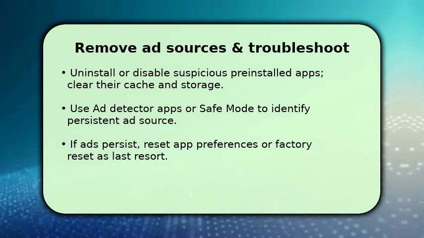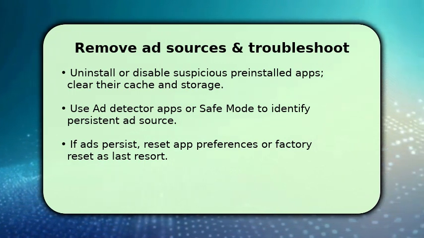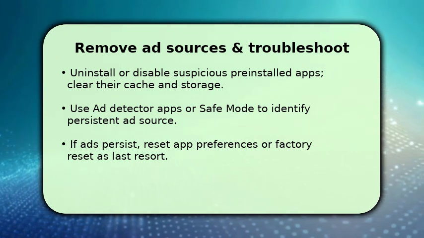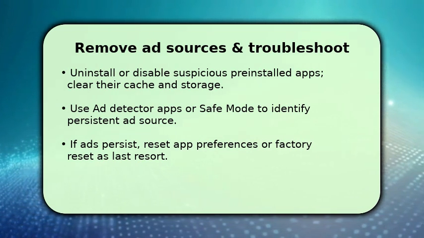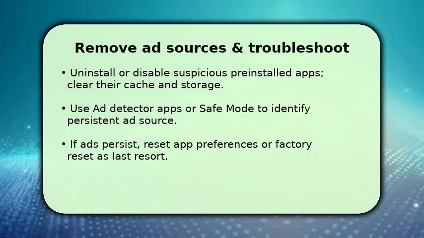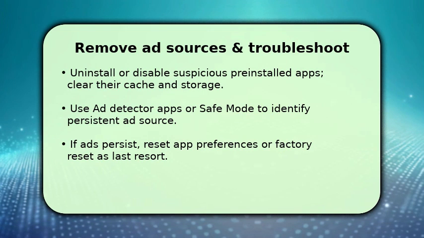If ads persist, boot into safe mode or run an ad detector to identify which app triggers them, then remove that app. As a last resort, reset app preferences or perform a factory reset after backing up data. Troubleshooting tip: if an app reinstalls itself, check for device admin or carrier-installed apps, and contact Vivo support before a full reset.